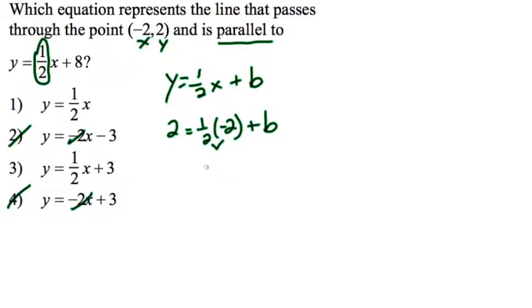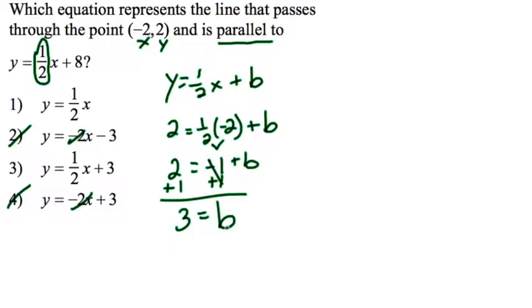You multiply 1/2 times -2, and you get -1. And then to solve for b, you just add 1 to both sides, and you end up with 3 equals b, since those cancel. So the y-intercept is 3, which means our answer is choice 3.